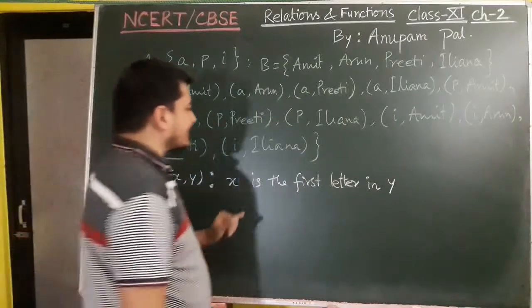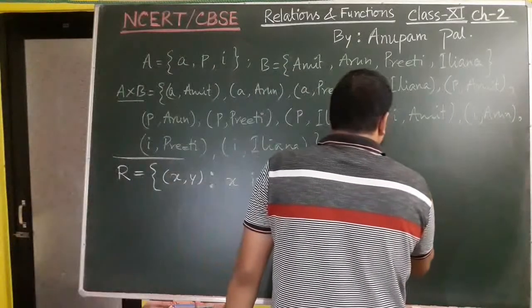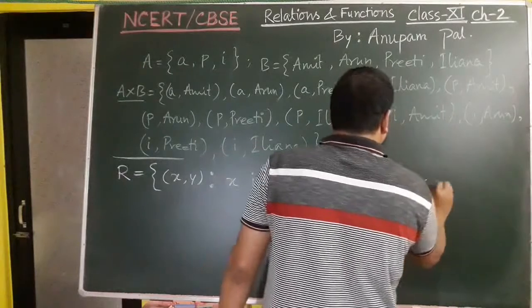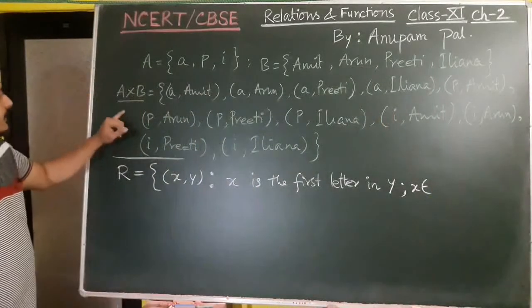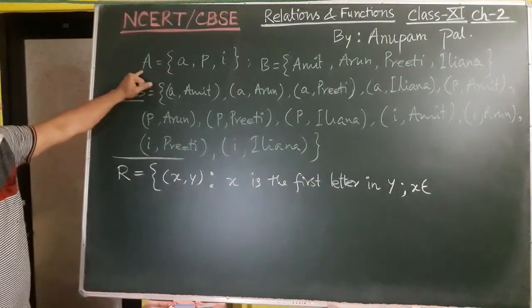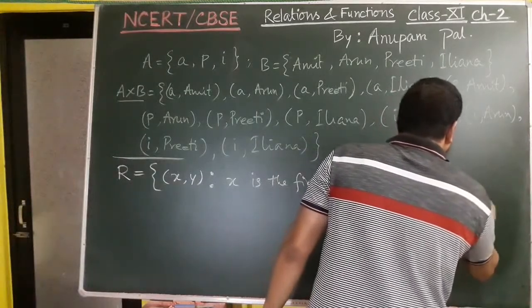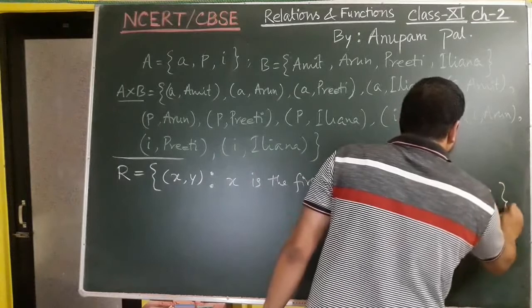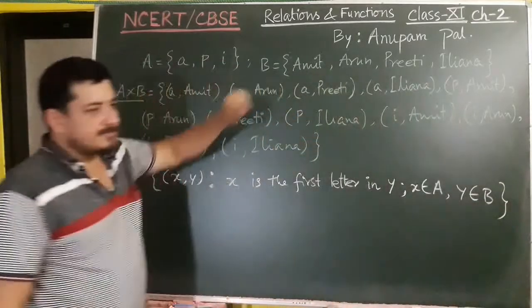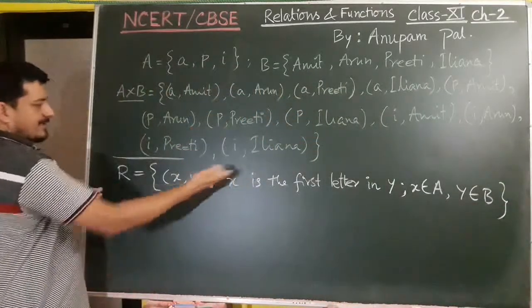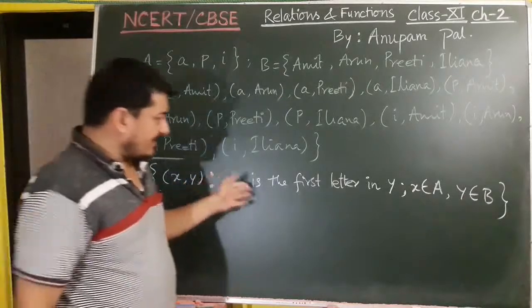And what is X? X is a member of this set A, and Y is a member of set B. Y is a member of this set. So this relation I have written.